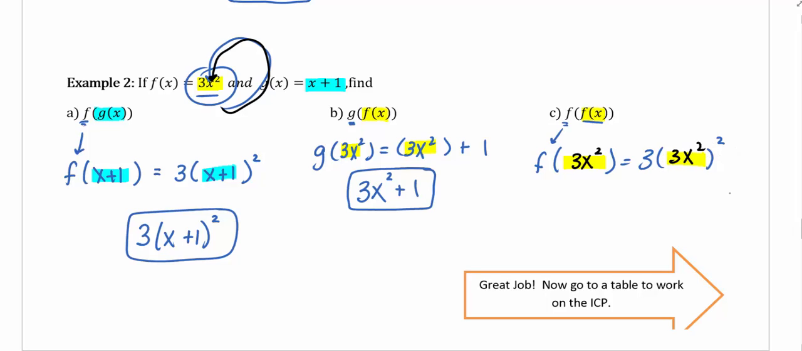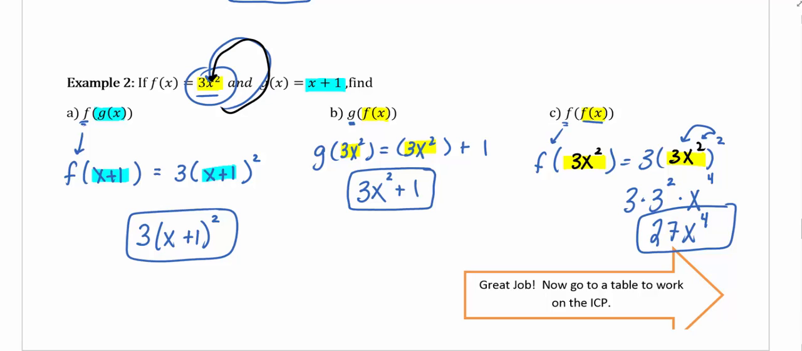Then this one, I still have to simplify. I've got 3 out front, and then this is 3 squared and x squared squared. So 3 squared times x, and remember, power to a power, you multiply the powers. So 3 squared is 9, times 3 is 27, x to the 4th.